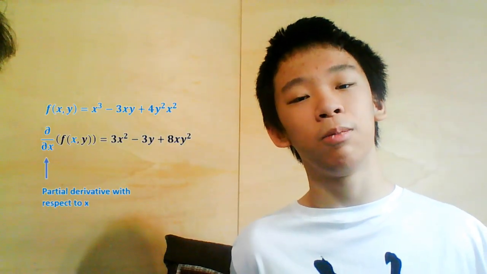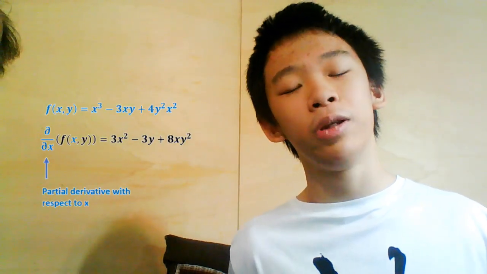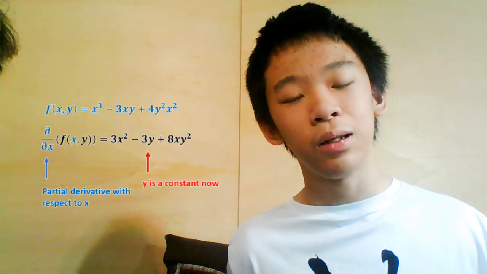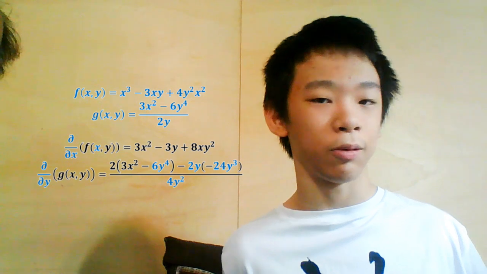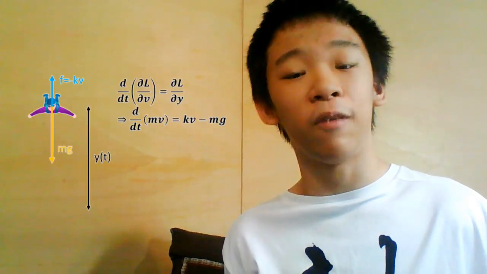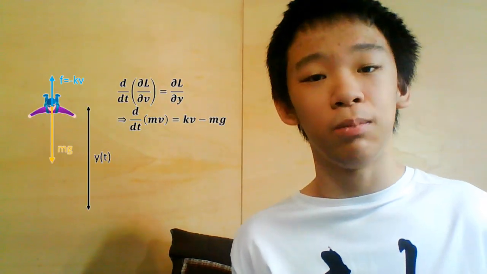Side note, to take the partial derivative of a multi-variable function f of x, y, you treat the other variable as a constant and differentiate with respect to your chosen variable. Here are some examples. So the Euler-Lagrange equation becomes the time derivative of mass times velocity equals mg minus kv.